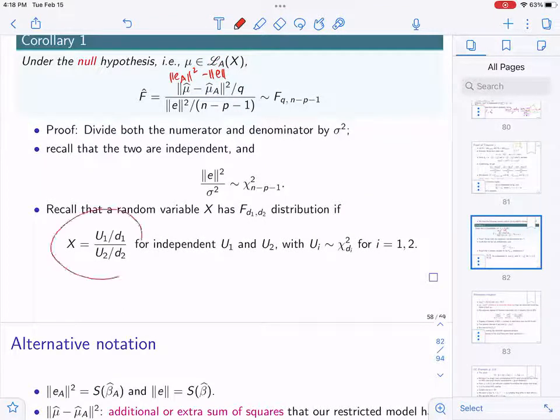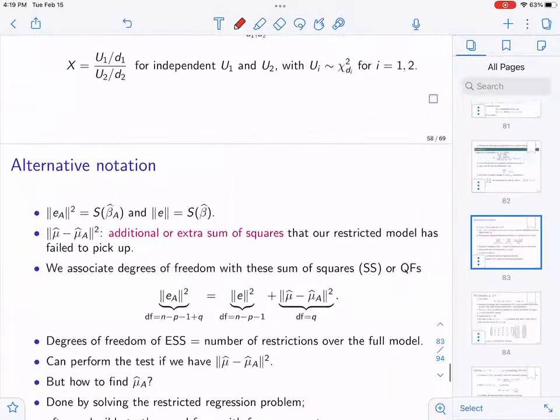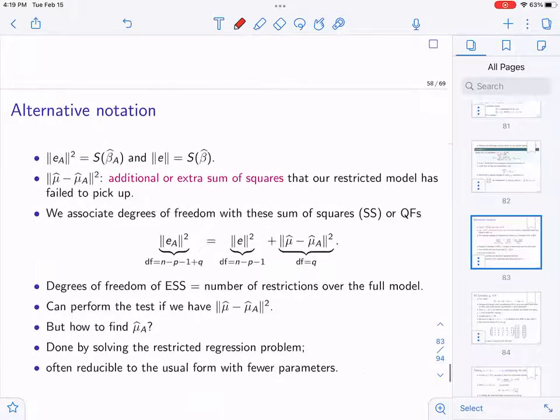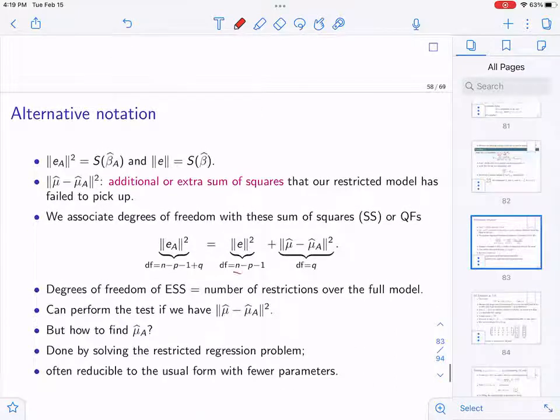And this is again the result that I'm referring to. If you have two independent chi-squared random variables, and you divide each one by its degrees of freedom, and then take the ratio of the resulting random variables, it's going to have an F distribution. So this is called the additional or extra sum of squares. This has n minus p minus 1 degrees of freedom, like the degrees of freedom of the chi-squared. This has q degrees of freedom, the corresponding degrees of freedom of the chi-squared.